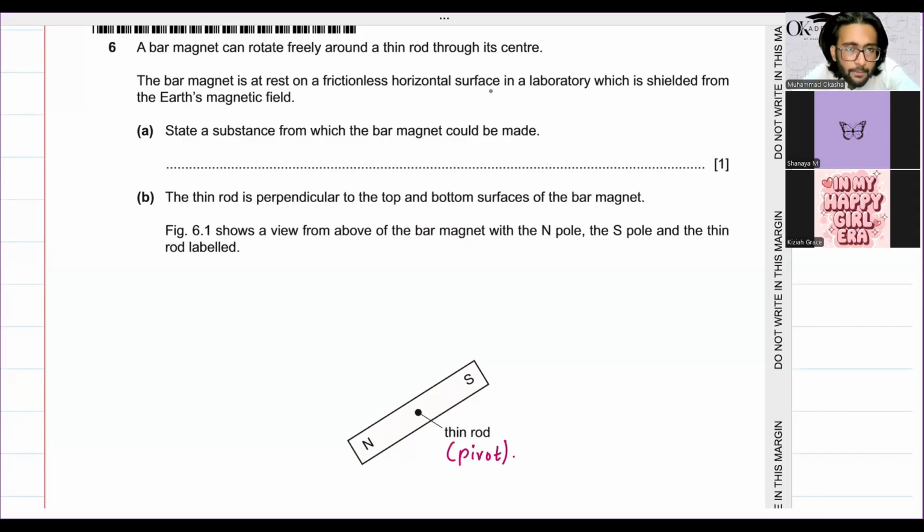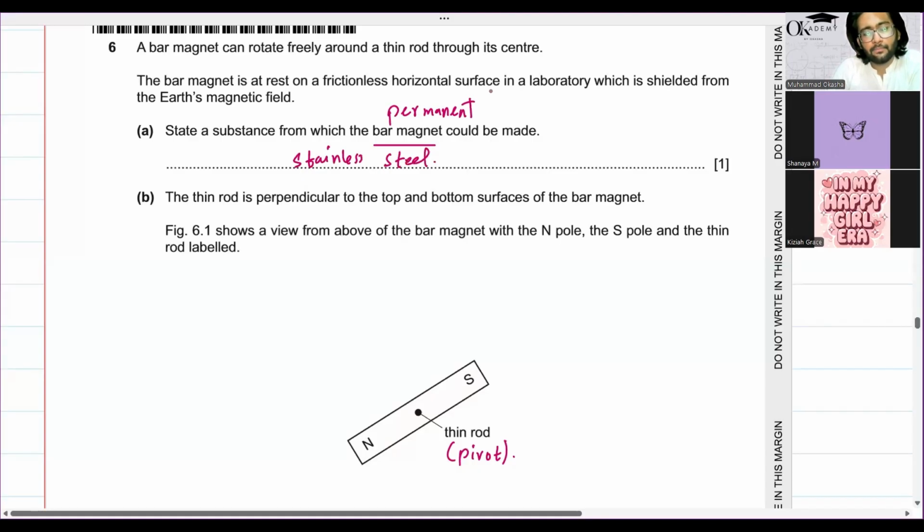A state of substance from which the bar magnet could be made. So if it's a bar magnet, which means it is a permanent magnet, what substance are permanent magnets made of? I think we have seen two types of substance, iron and steel. Iron is used for temporary magnetism. For a permanent bar magnet, we use stainless steel. We could use steel, that's fine, right?